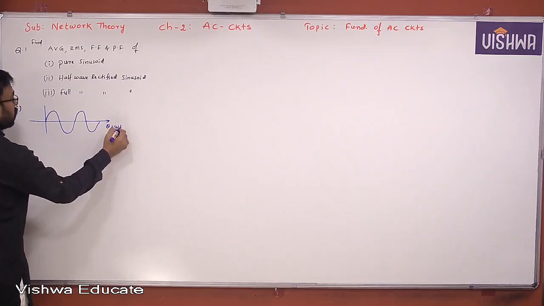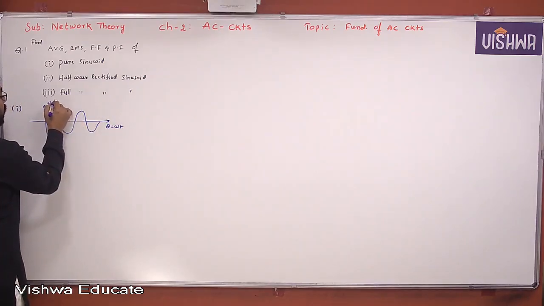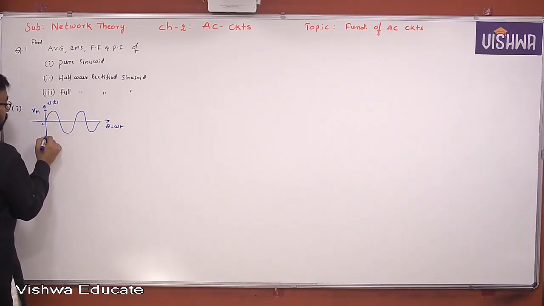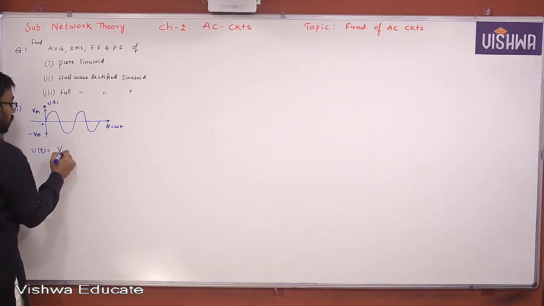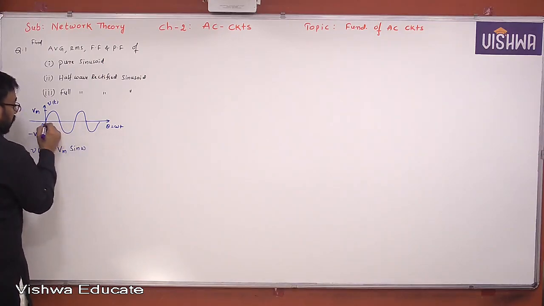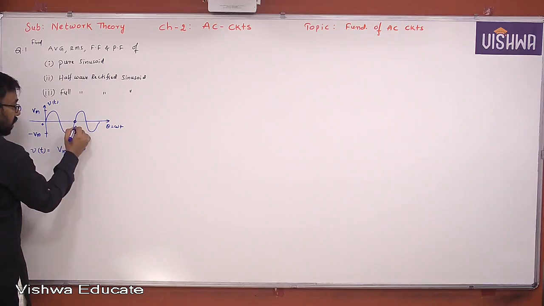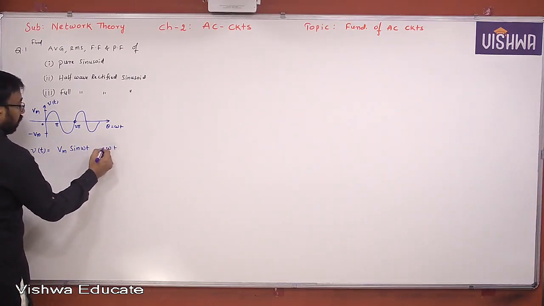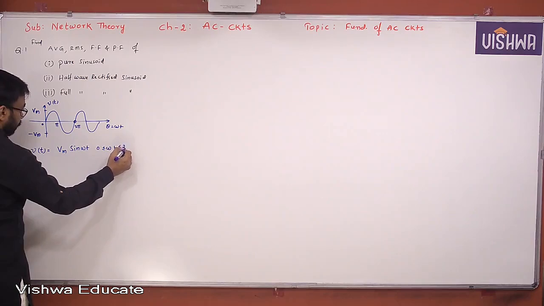Theta on x-axis, omega t, v of t. It starts from origin, let us say. This is V max and this is minus V max, okay? Let's define this. V of t is V max sine omega t, okay? Sine omega t between, because only the first cycle we are supposed to define. This is pi and 2 pi and so on and so forth, okay? Sine omega t between 0 to 2 pi. Okay?